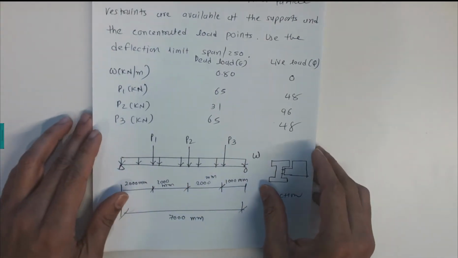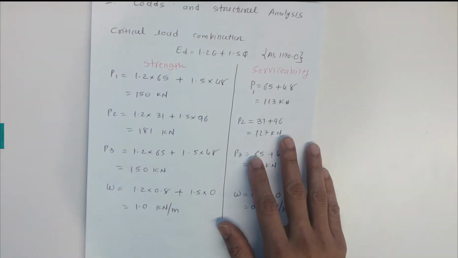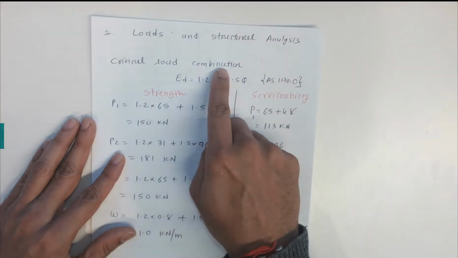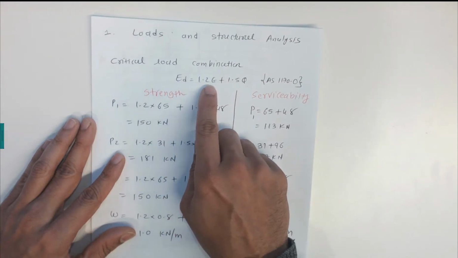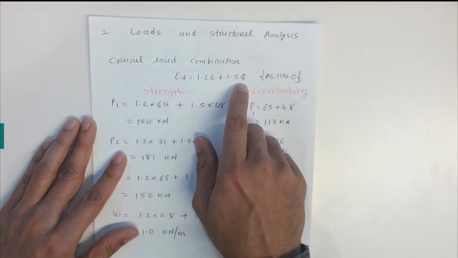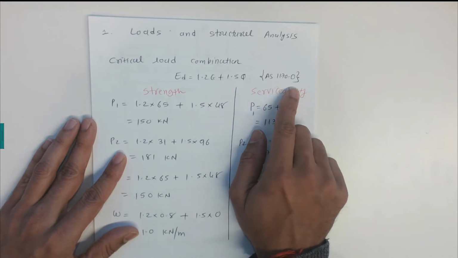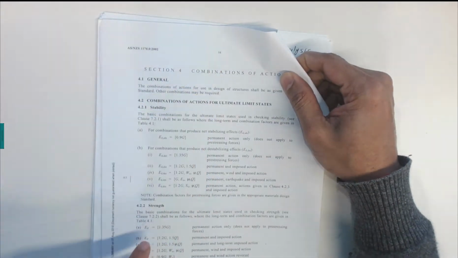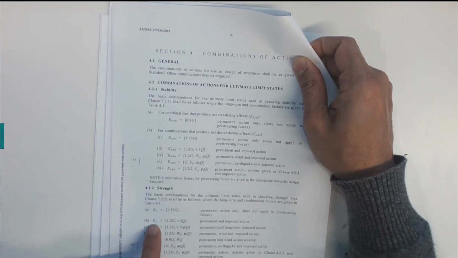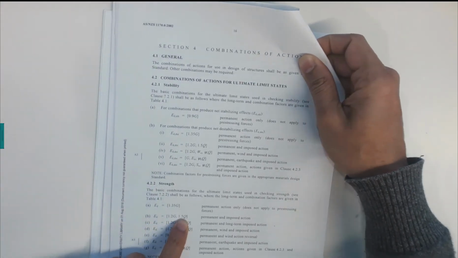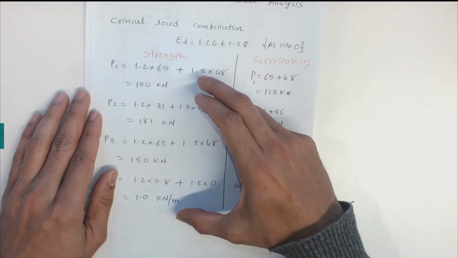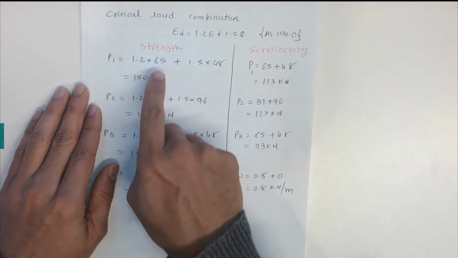To start with, we're going to do step number 1: calculate the load and do the structural analysis. The critical load combination is E_d = 1.2G + 1.5Q, taken from AS 1170.0. On the strength criteria, page 16, clause 4.2.2, E_d is 1.2G + 1.5Q. That is written. First of all, we're going to work on the strength.